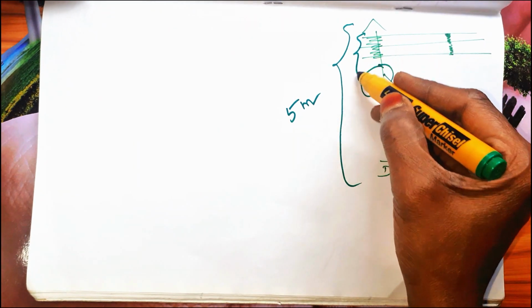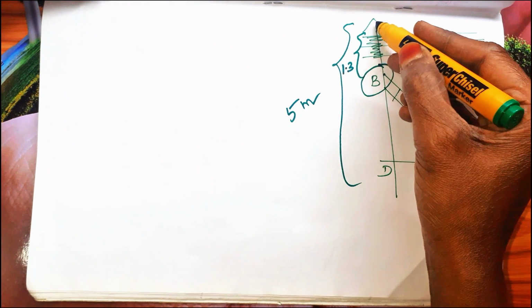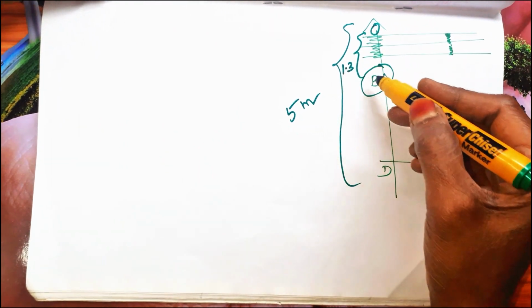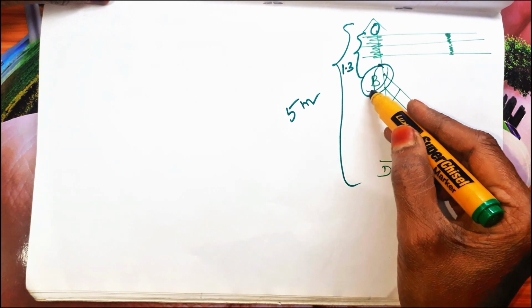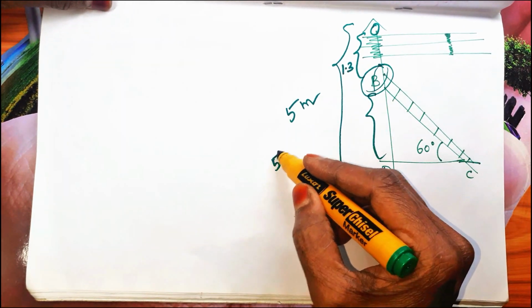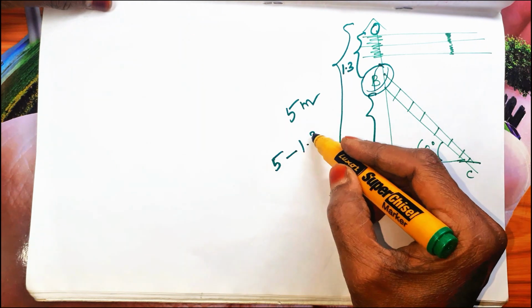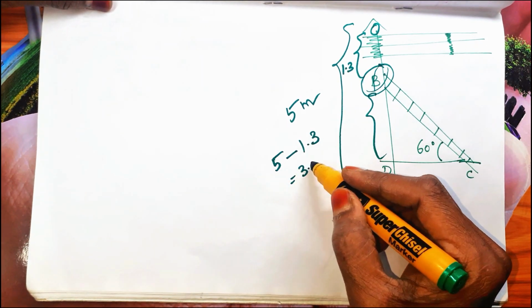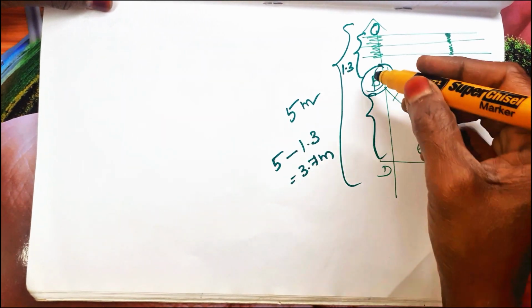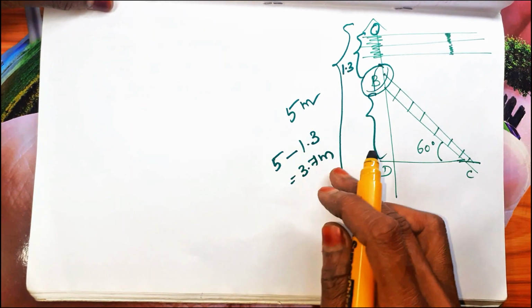So this is 1.3 meter. From the top of the pole, below 1.3 meter, he has to reach a point. So what is this distance? This distance is equal to 5 minus 1.3. So the in-between distance is equal to 3.7 meter. This distance BD is equal to 3.7 meter.